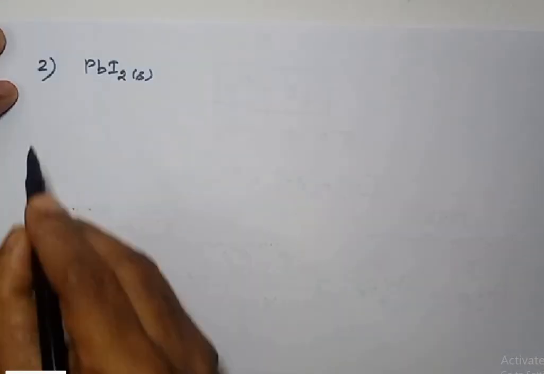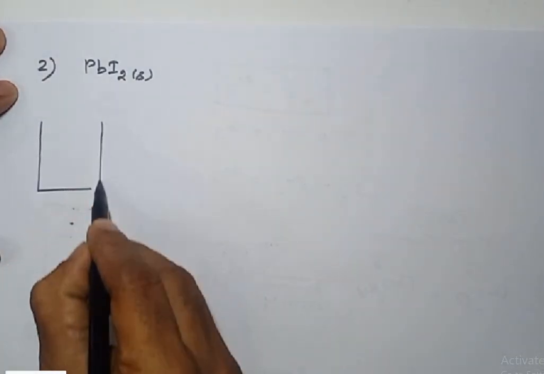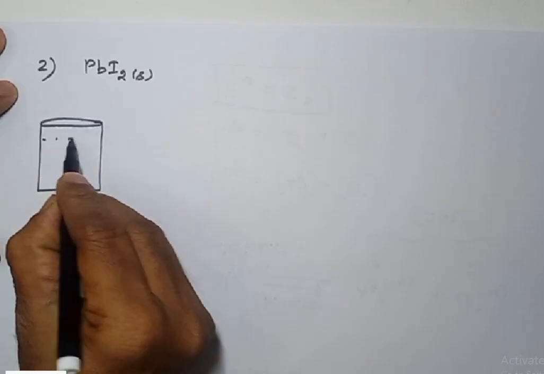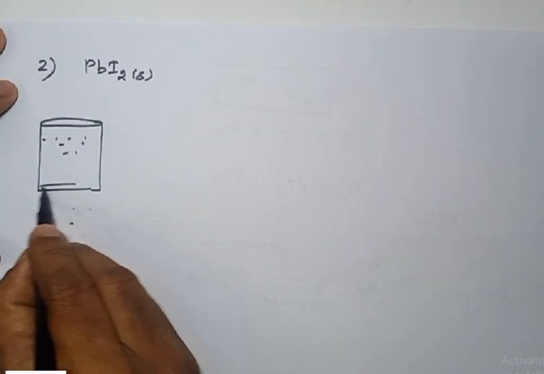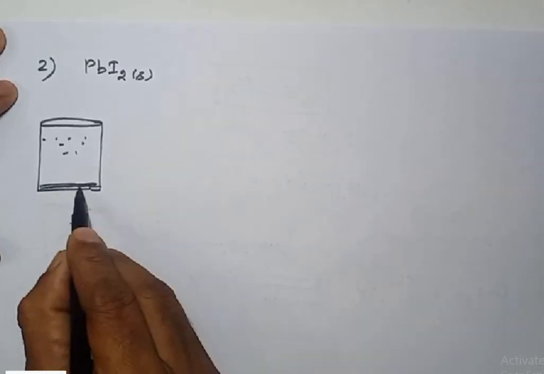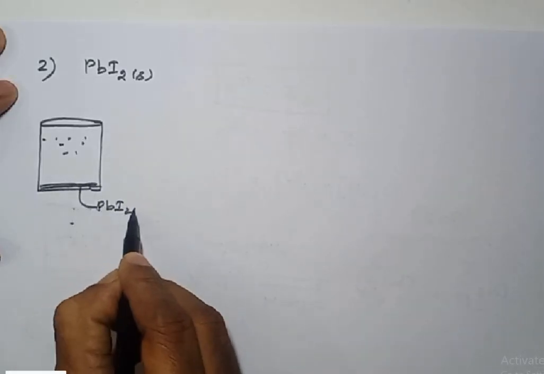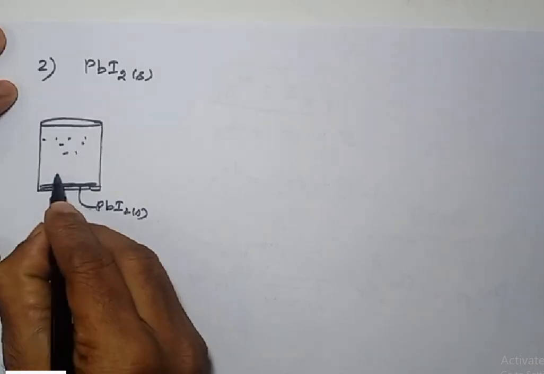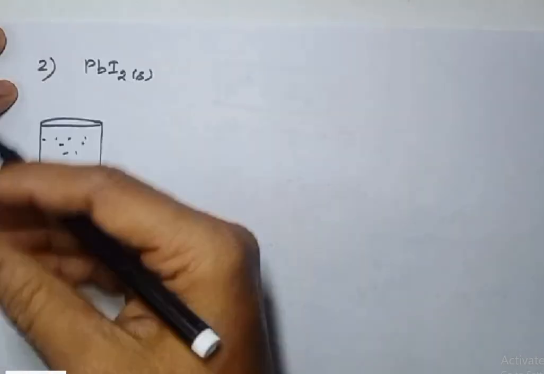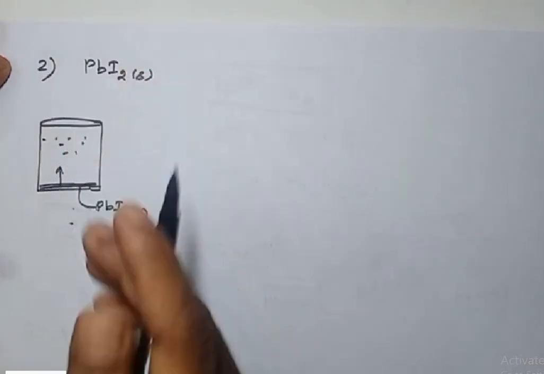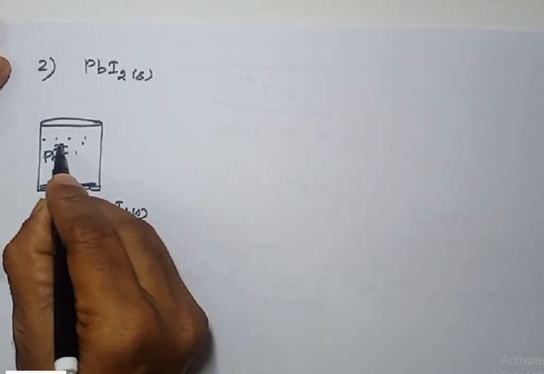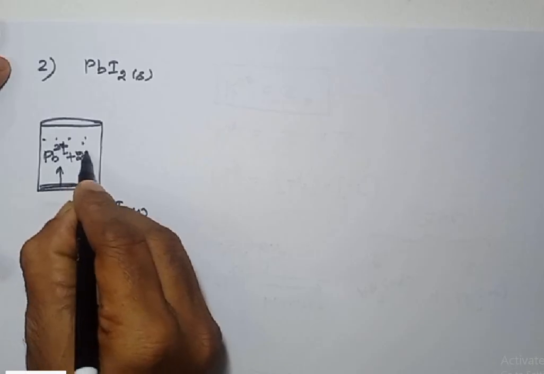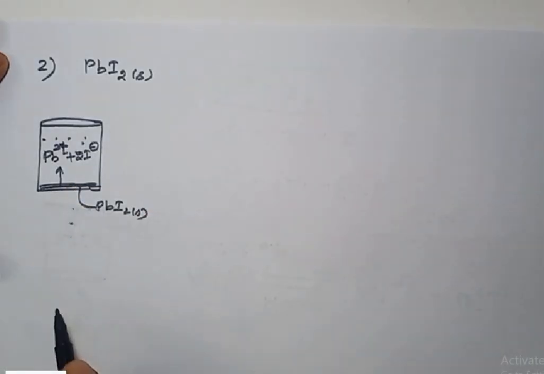Okay. In a similar manner, I'll take a vessel containing some amount of water and I'll put excess of lead iodide. What will happen? The lead iodide solid simply settles down. This is lead iodide solid. Then some amount of the lead iodide dissolves in water, so we get what is called Pb2+ ion and 2 iodide ions in solution.